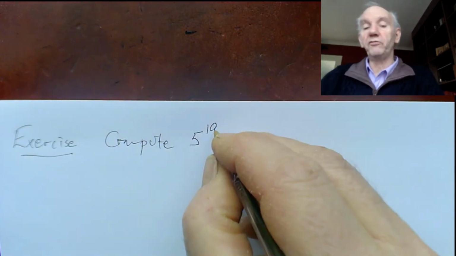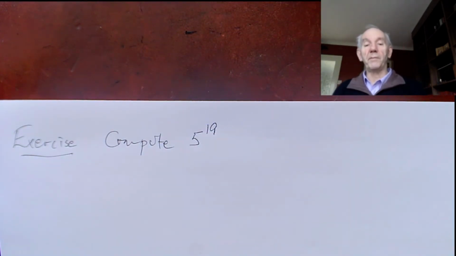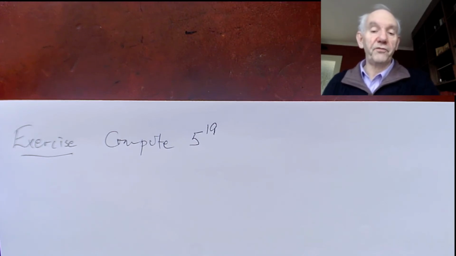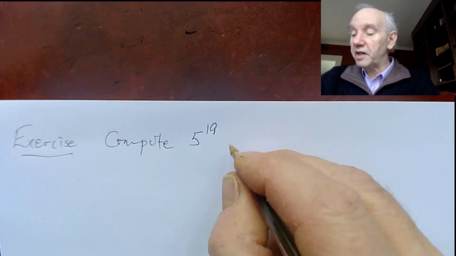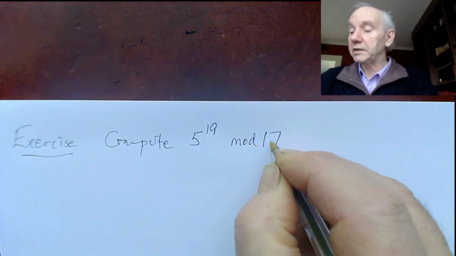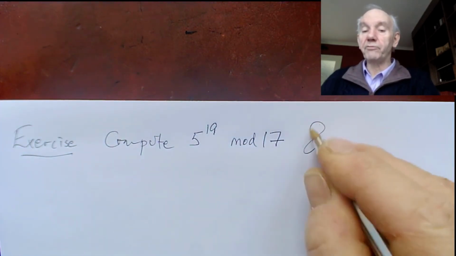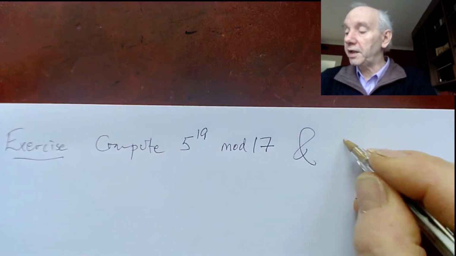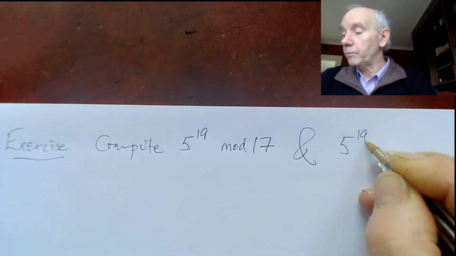I'm going to do modular arithmetic so that I don't have to get my calculator out and do the big powers. So I want to compute 5 to the power 19 mod 17. That's the first exercise. And the completely separate exercise is going to be compute 5 to the power 19 mod 16.